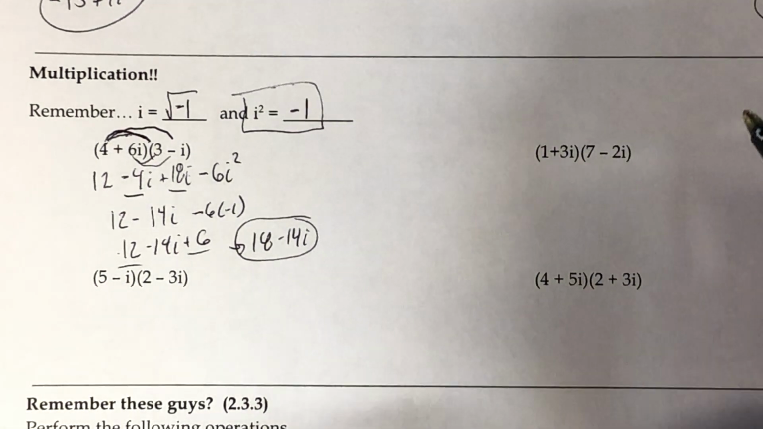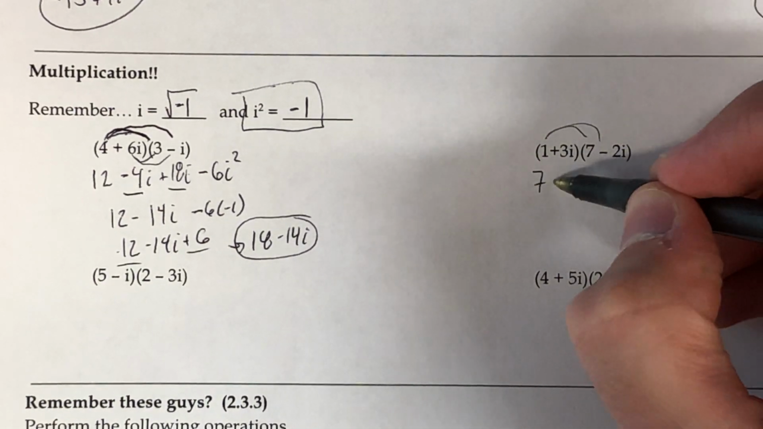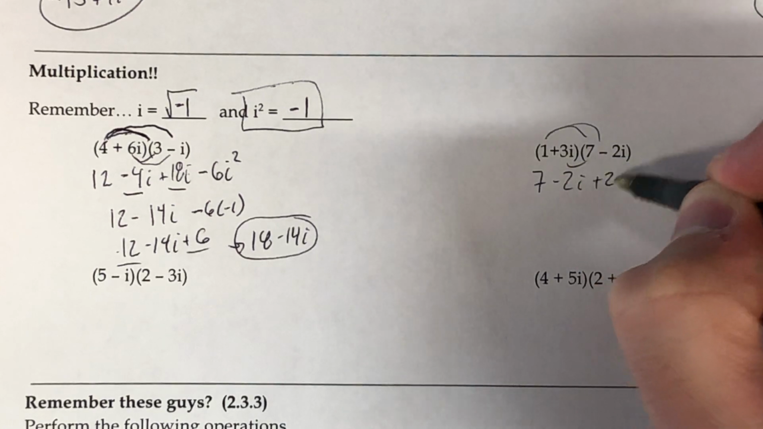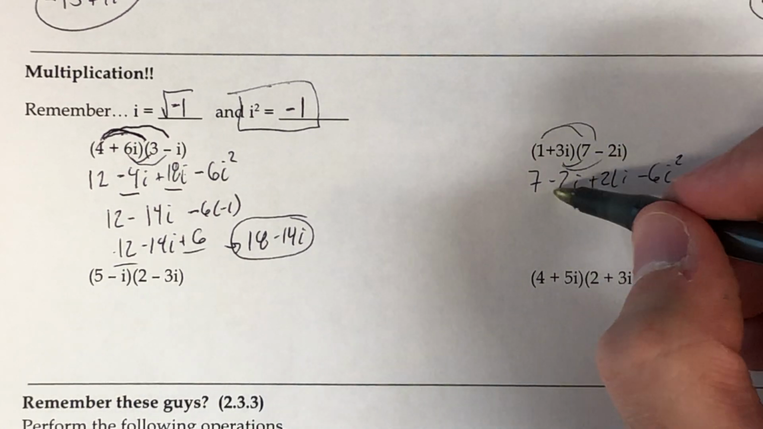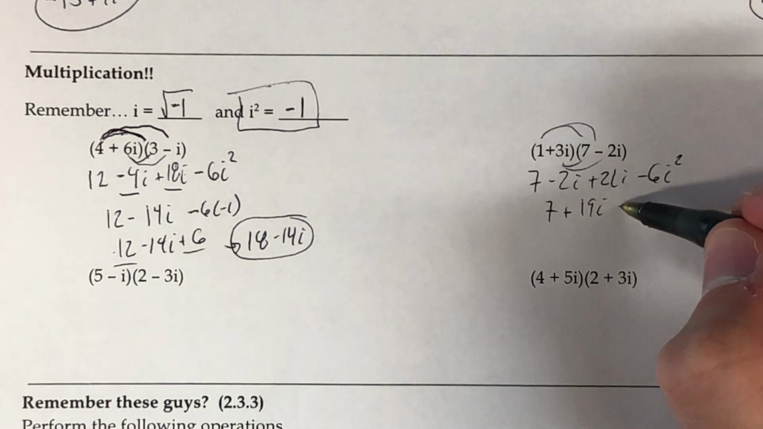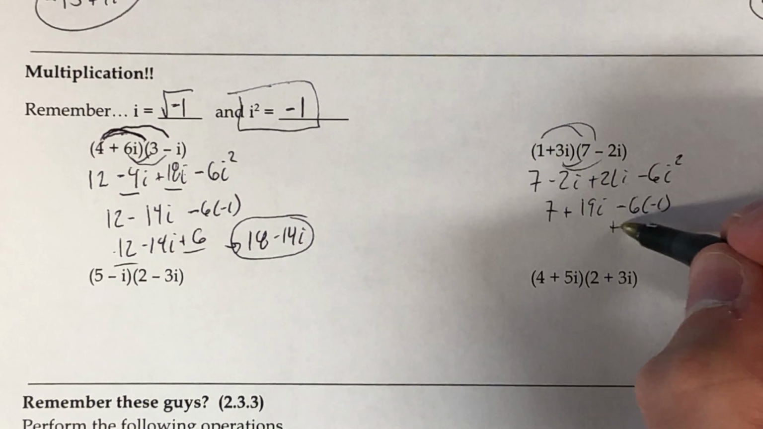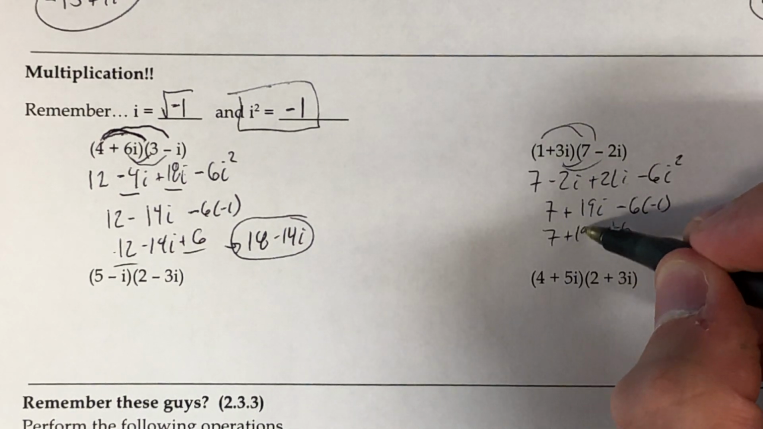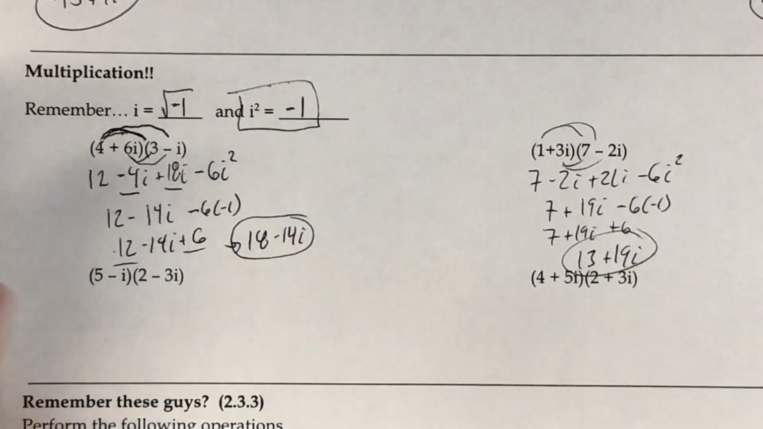Okay, we're back. So distribute here. So 7 minus 2i plus 21i minus 6i squared. So combine those two like terms to get 19i. Negative 6 times negative 1, substitute that in for i squared, so this becomes plus 6. And 7 plus 6, well, that's 13, so I get 13 plus 19i.